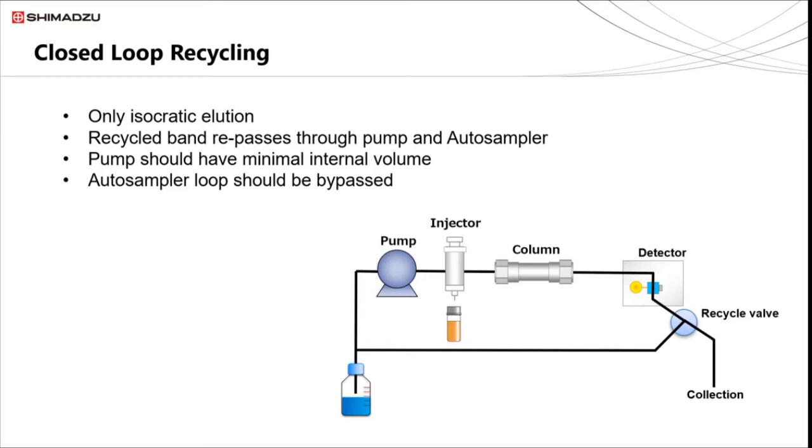The recycled band repasses through the pump and autosampler. Therefore, the pump should have minimum internal volume and the autosampler loop should be bypassed during the second, third and subsequent elutions.